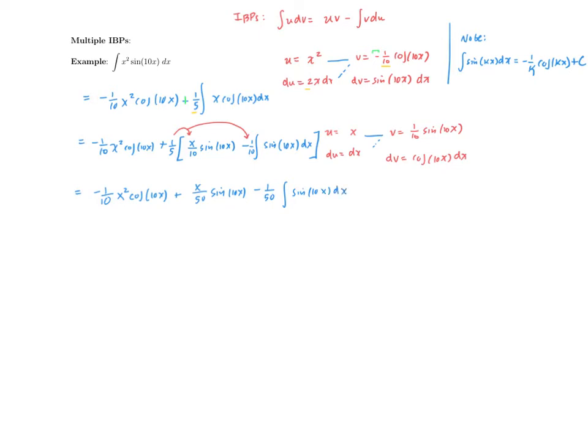Now we have a single remaining antiderivative, and note we've already antidifferentiated sine of 10x. It's minus 1/10 cosine 10x. So let's go ahead and substitute that in. The first two terms, once again, are just coming along for the ride. We do write them at each and every step.